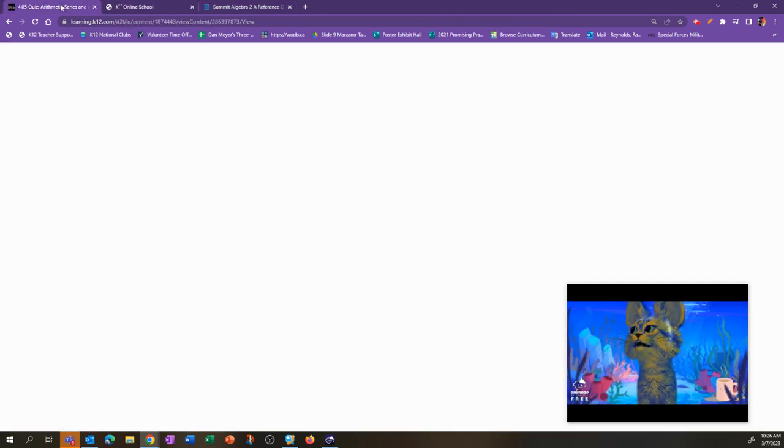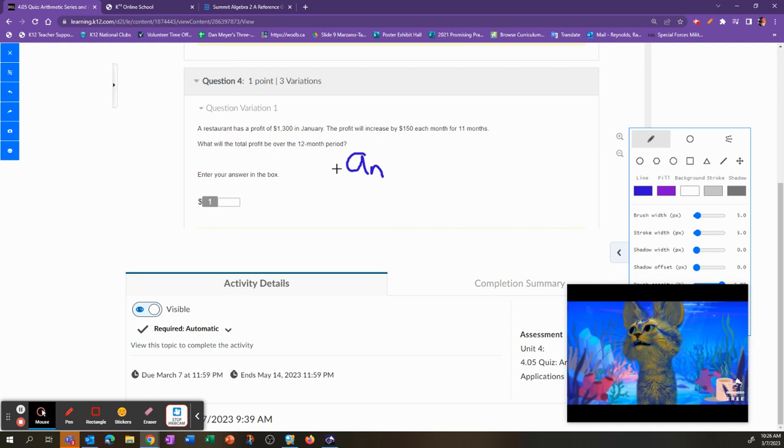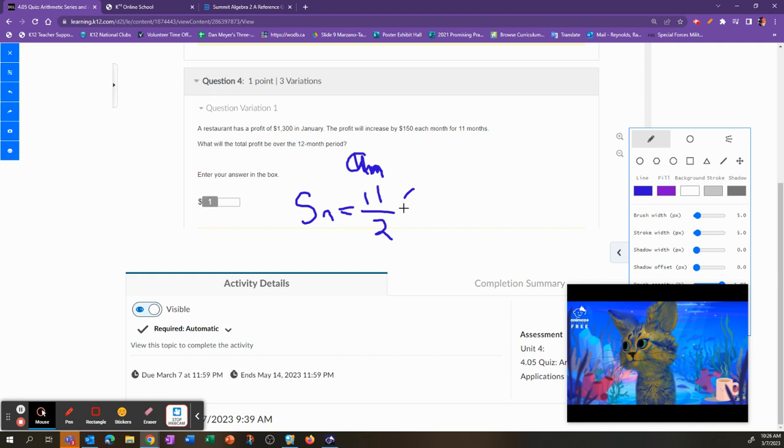So let's use this formula on question 4. It might be a little bit easier. Okay, so now I don't need to worry about this. I'm going to use this. S sub n is going to be equal to n over 2. So we're going up to 11 months, so it's going to be 11 over 2, parentheses, 2 times the first term, which is our profit in January.